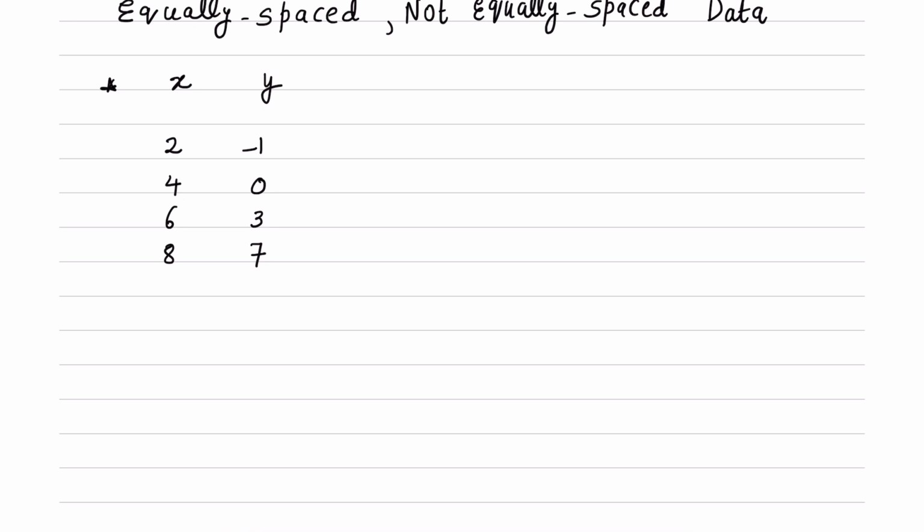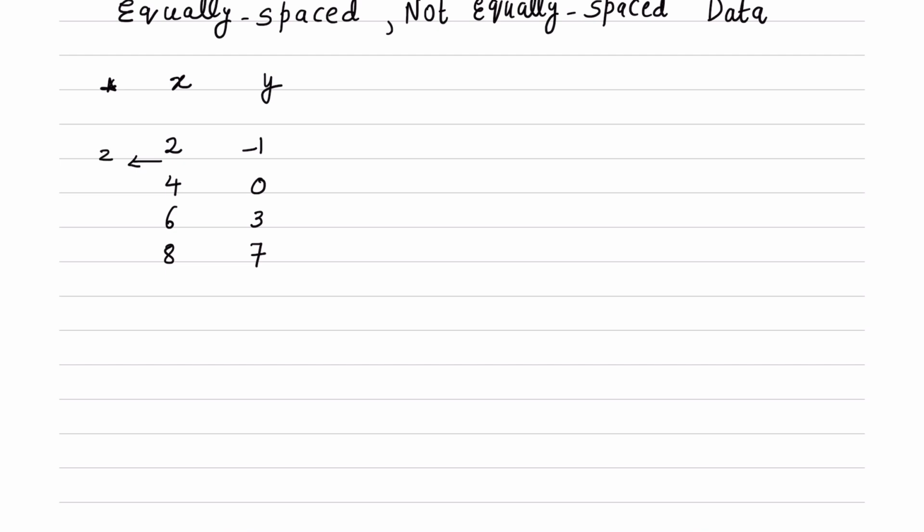To decide if your data is equally spaced or not equally spaced, just look at the x values and see what is the difference between every two consecutive x values. The difference between the first x value and the second x value. And how do you calculate the difference? Second value minus first. 4 minus 2, it is 2.